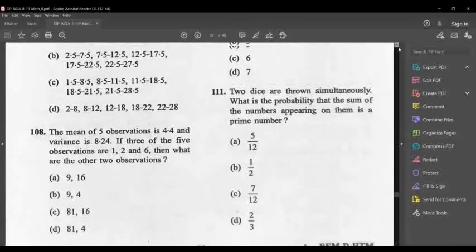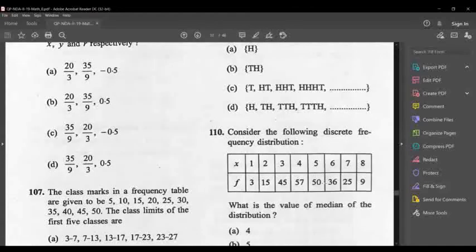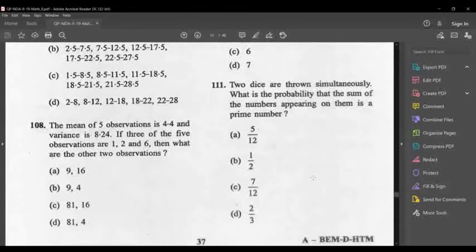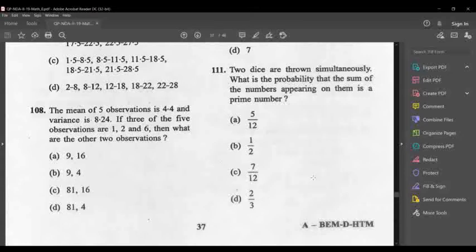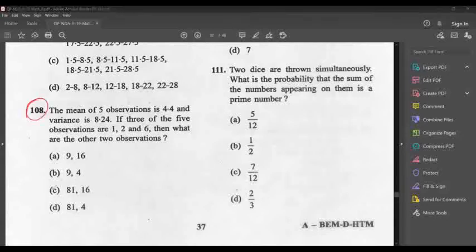So the answer was option B. We have already said that. Now we'll see the next question. Question number 108. All of you try.